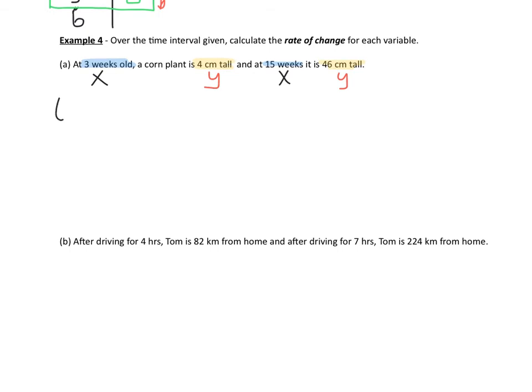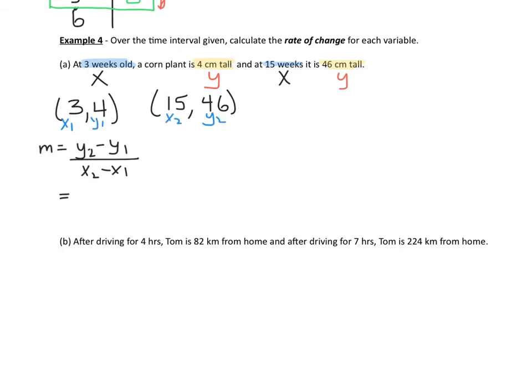So my first point is going to be 3 and 4, because at 3 weeks old, my plant is 4 centimeters tall. And then my second point is going to be 15 and 46, because at 15 weeks, my plant is 46 centimeters tall.